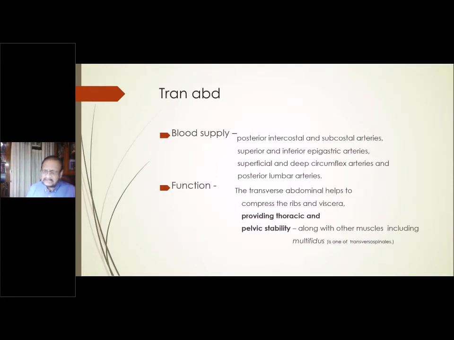Now, the blood supply is again the same vessels: the posterior intercostal and subcostal arteries, the superior and inferior epigastric arteries, the superficial and deep circumflex iliac, and the posterior lumbar arteries, right? The function is the same to a certain extent. Basically, it would again be a flexor, but it is very important as a muscle providing pelvic stability, along with the other posterior muscles, including the multifidus, one of the transversospinalis muscles, and it provides thoracic stability also. It helps to compress the ribs and the viscera, right?